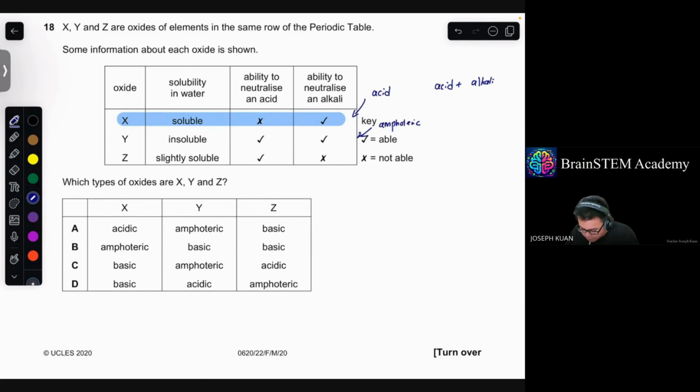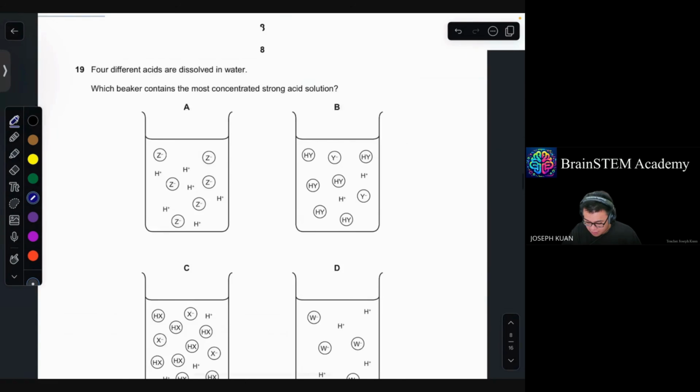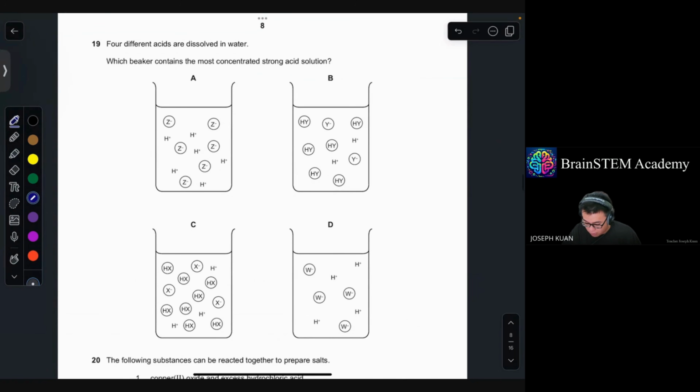So for Z, it is able to neutralize an acid, which means that it is an alkali, it is basic, right? So it should be A as the answer: acidic, amphoteric, and basic. Moving on to number 19, 4 different acids are dissolved in water. Which beaker contains the most concentrated strong acid solution?